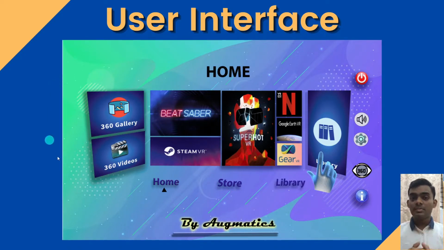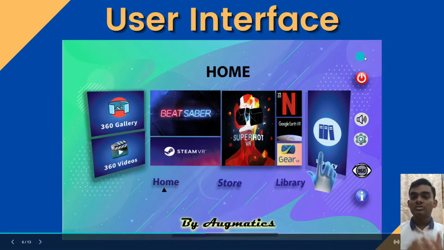Next, there are a couple of options below, such as home, sort, and library. Besides that, there are three main default applications, which are 360 gallery, videos, and the library app powered by Steam. The default applications are aligned at the right side and the left side of the page, which lets the user easily and quickly select the applications, and also those are the applications that are mostly used by the users when using Augmatics. Next is the control buttons.